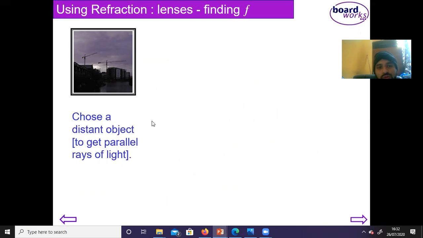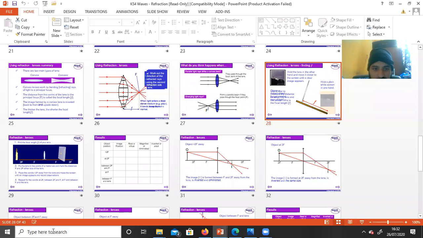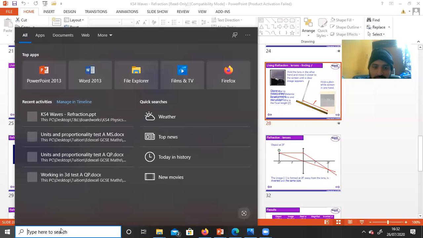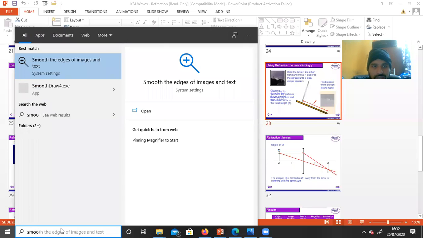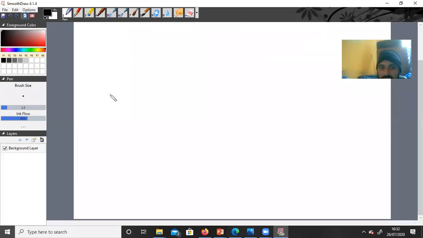I first choose a distant object. An interesting thing about distant objects: if I look at an object from very, very far away, all of the rays of light coming from it will be parallel. So let me give you an example. I'll get my SmoothDraw application up. So again, we're having a bit of a jumping start into this lesson today, but sometimes it's good to just get into it.